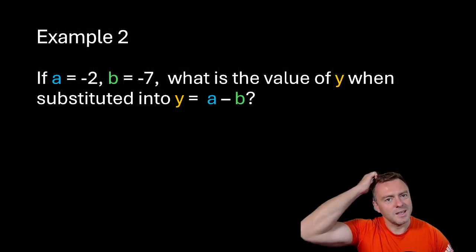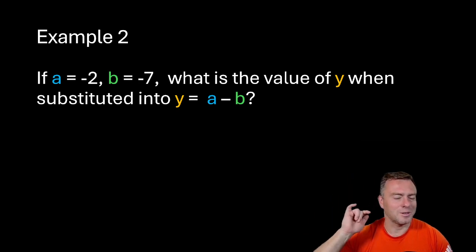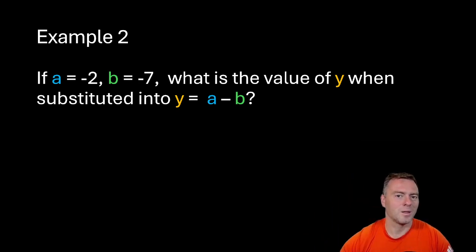Cool, so then the next example, we're going to have a little bit harder. So instead of just one variable, now we have two. So in this case here, wherever there's an a, we're going to inject in the negative 2, and wherever there's a b, we're going to sub in the negative 7.